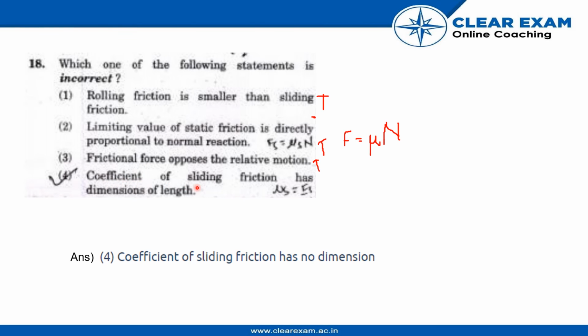Statement says coefficient of sliding friction has dimensions of length. Well, we read here F is equal to μN. If we take N this side, the unit of F is Newton, the unit of normal is Newton. Hence, the μ becomes dimensionless. This statement is wrong. And the answer is option 4.